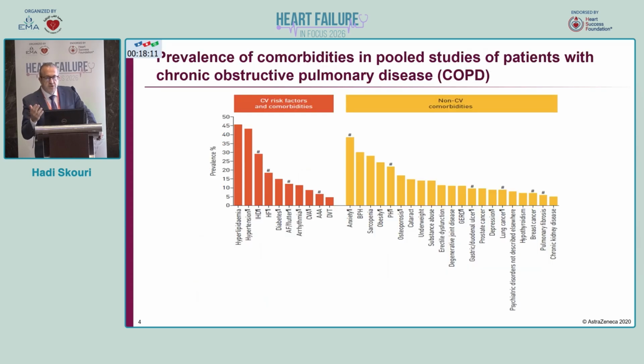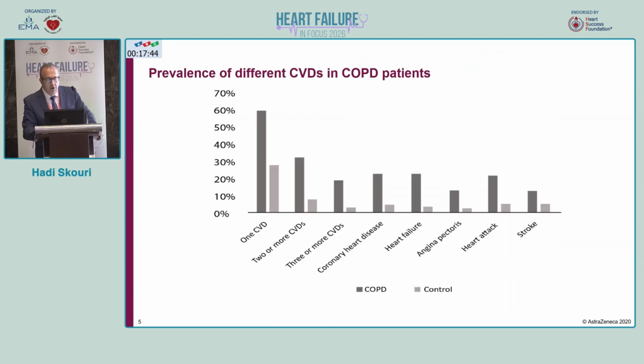What is the prevalence of comorbidities in COPD? There are cardiovascular comorbidities as well as non-cardiovascular comorbidities. Cardiovascular comorbidities include dyslipidemia, hypertension, ischemic heart disease, and heart failure as the most common, and others like diabetes, arrhythmias, strokes, aortic aneurysms, and DVT. And there are multiple non-cardiovascular comorbidities that I will not go into.